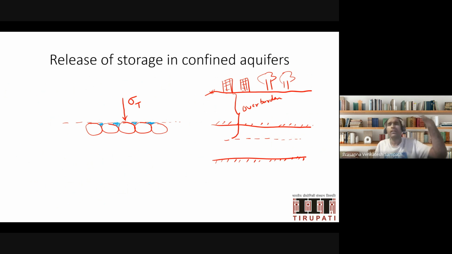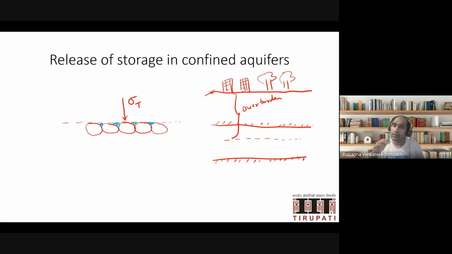And the overburden includes everything that is above this line, right? All the soil, all the rocks, all the buildings, all the trees, all the human activity on the land surface, all of that combined results in one stress that is acting downwards at this surface. Now, if this surface has to be at equilibrium, there has to be some counteracting force or counteracting stress, which is negating the impact of this overburden.